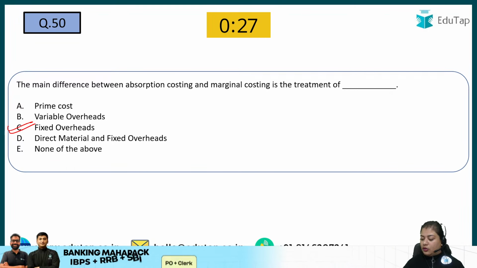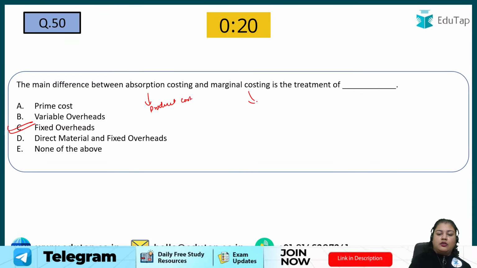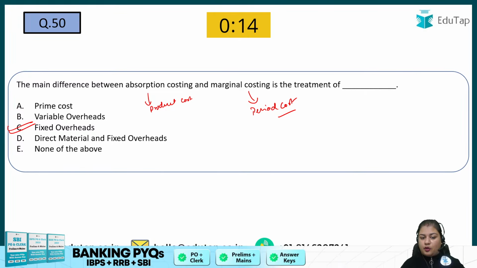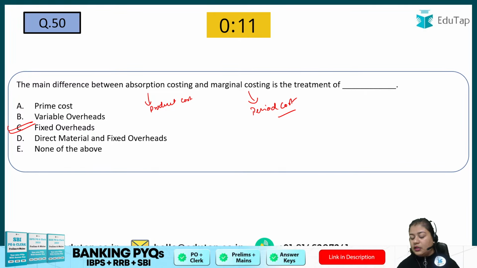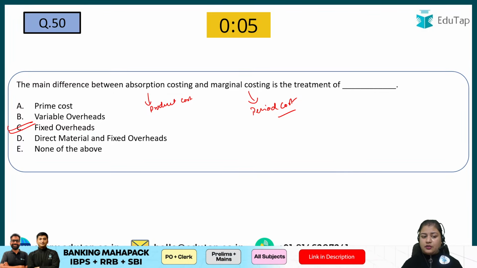Basically in absorption costing हम fixed overheads को product cost में लेते हैं, है ना. We treat this as a product cost only, but in marginal costing we treat this as a period cost. So in absorption costing we treat fixed overheads as a product cost, whereas in marginal costing we treat it as a period cost. So with this we come to an end. We have done 50 questions today.